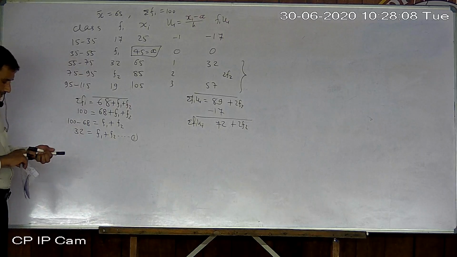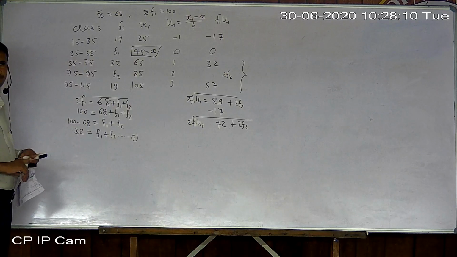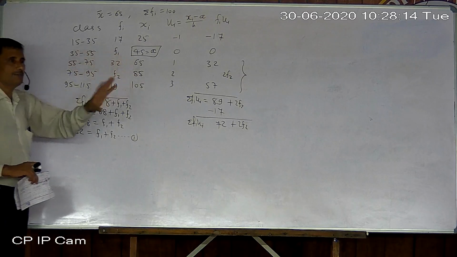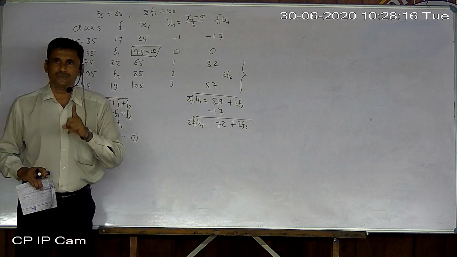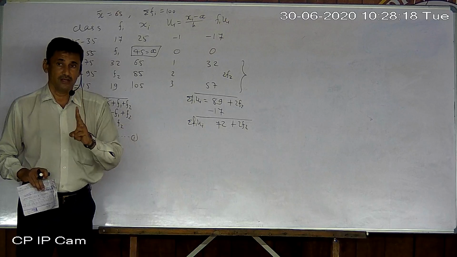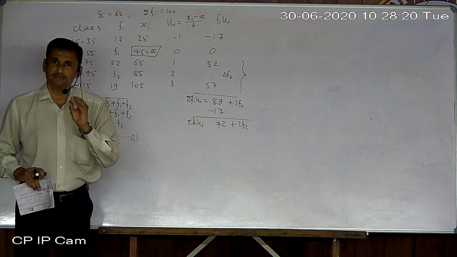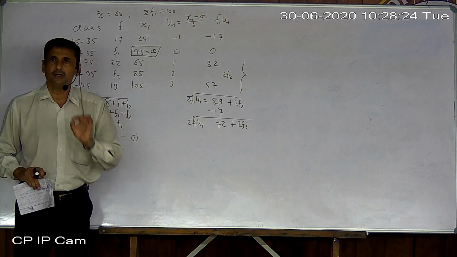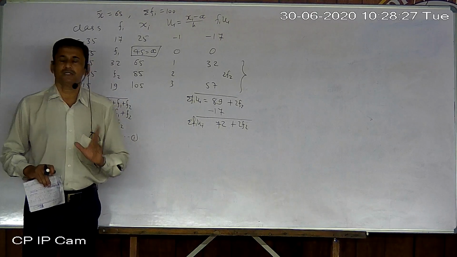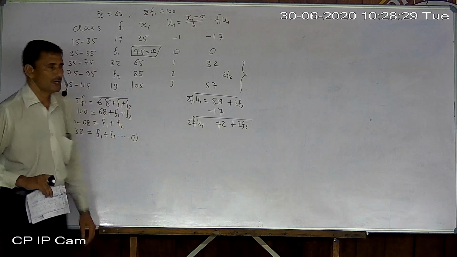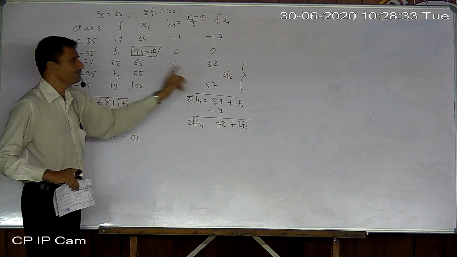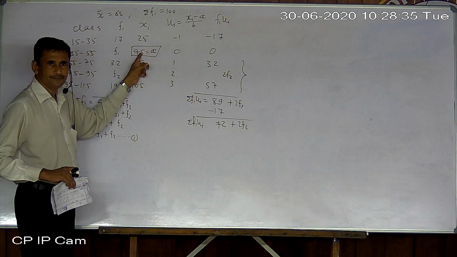Again I repeat the whole process. First of all, the process is just the same as finding the mean. Always follow the step deviation method when two frequencies are missing. Even if one frequency is missing, I prefer to select the step deviation method only. Now, according to our rule, find out everything, but be careful here.